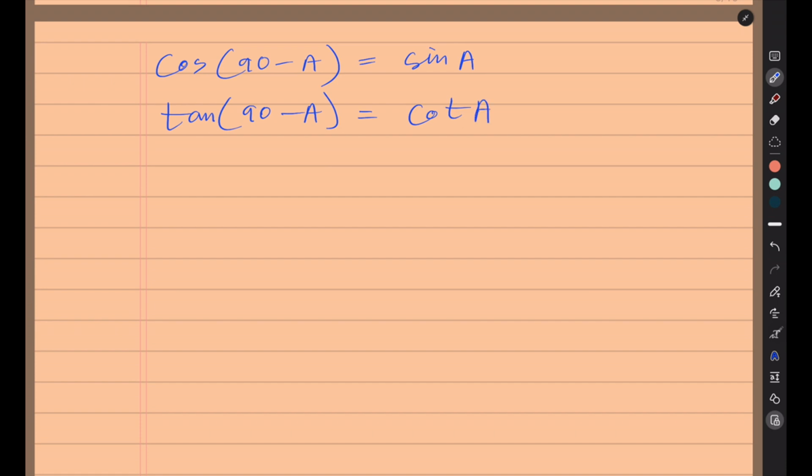In a similar fashion, there are many other things also which could be proved. Like cos 90 minus A is equal to sine A, tan 90 minus A is cot A, and there are some other things also. You can read that through books.